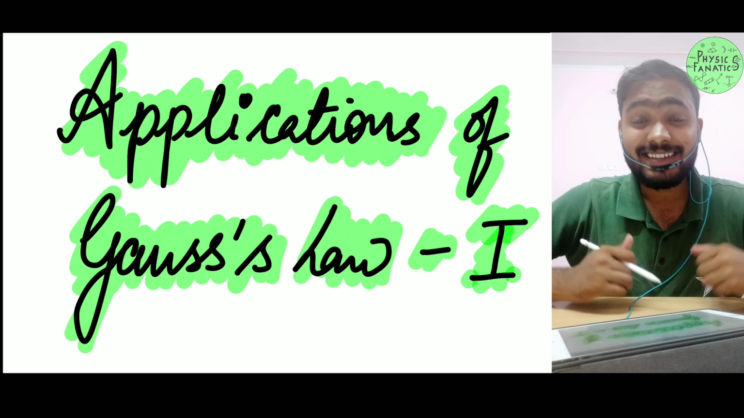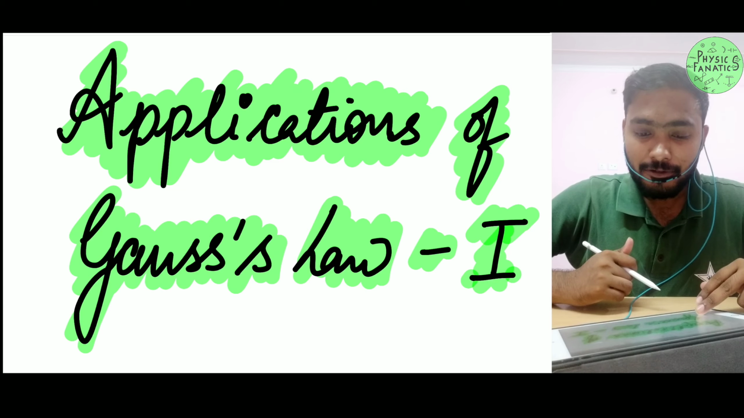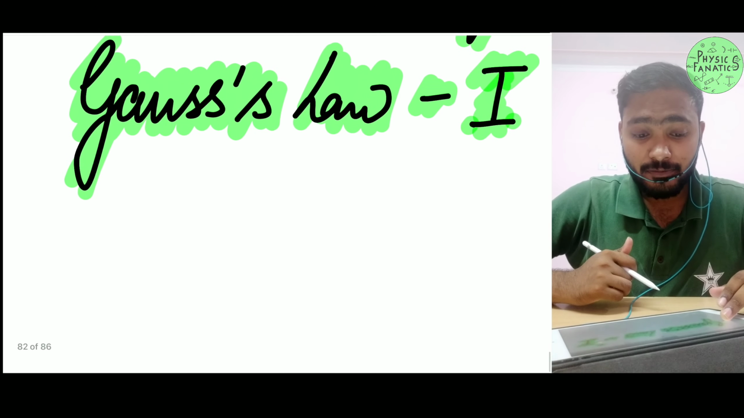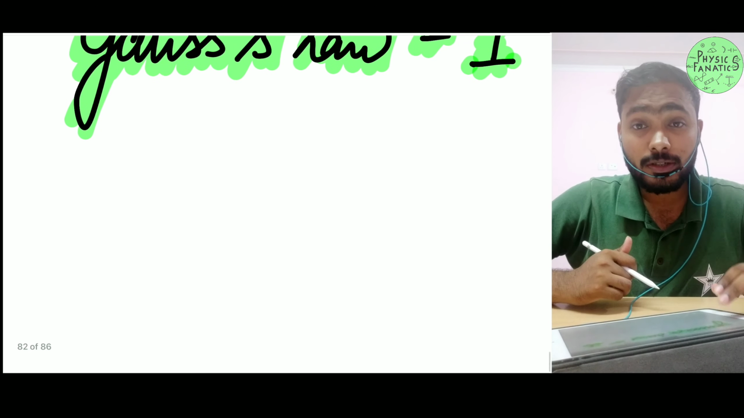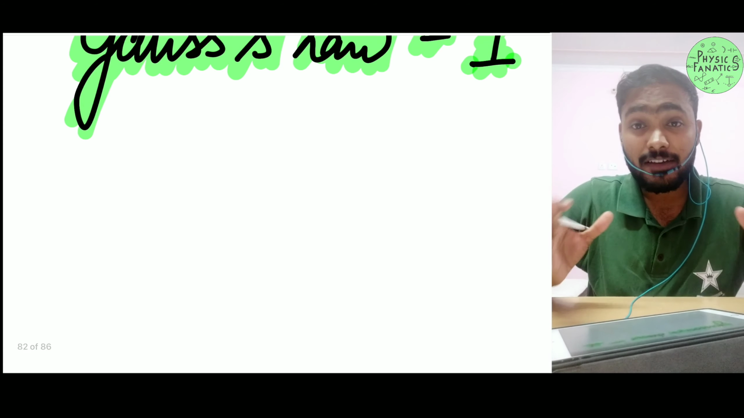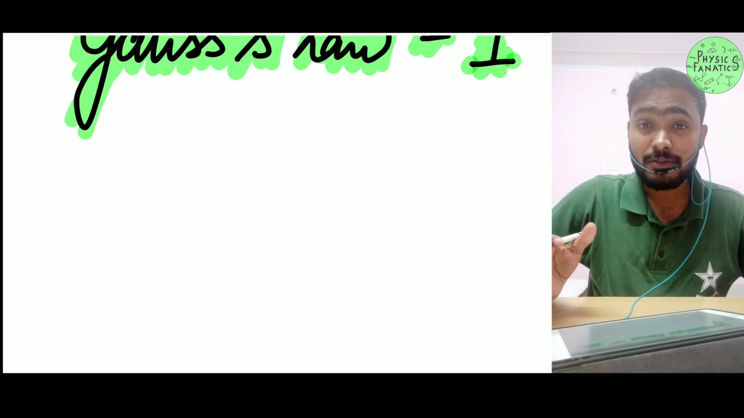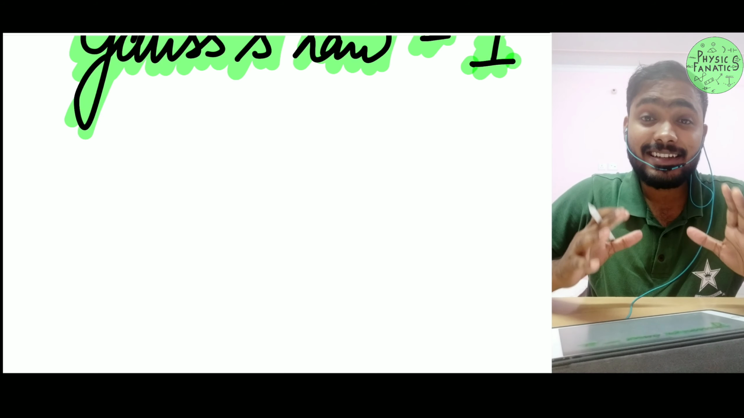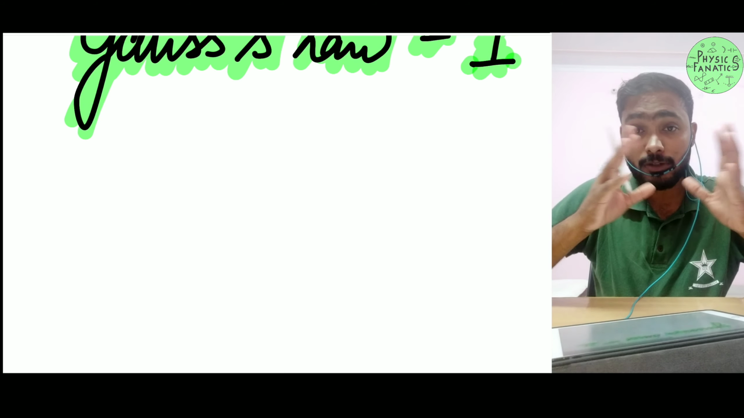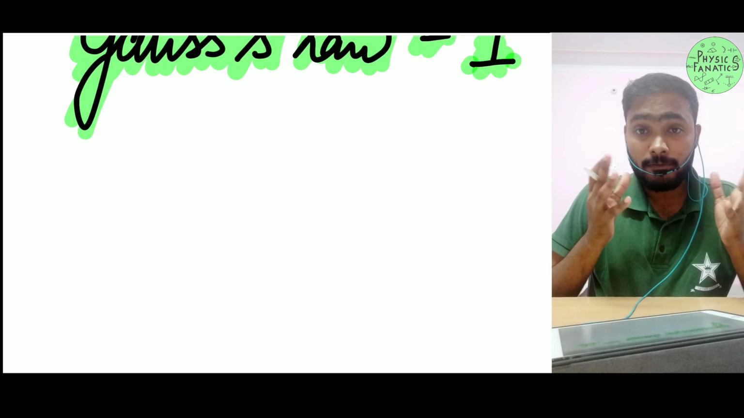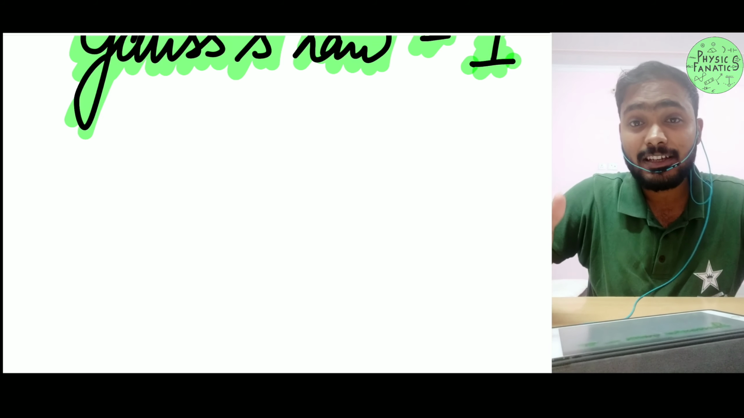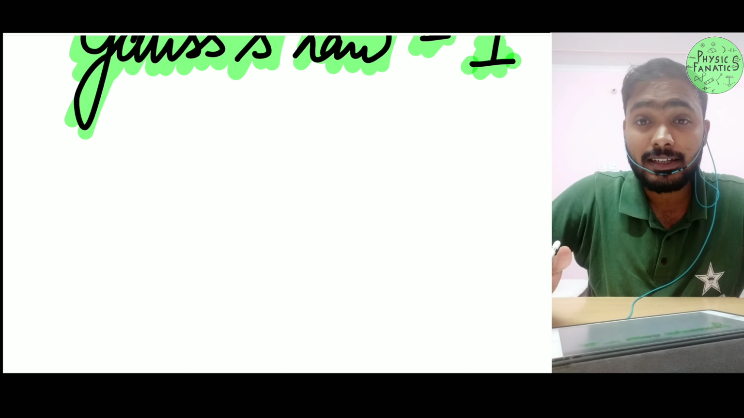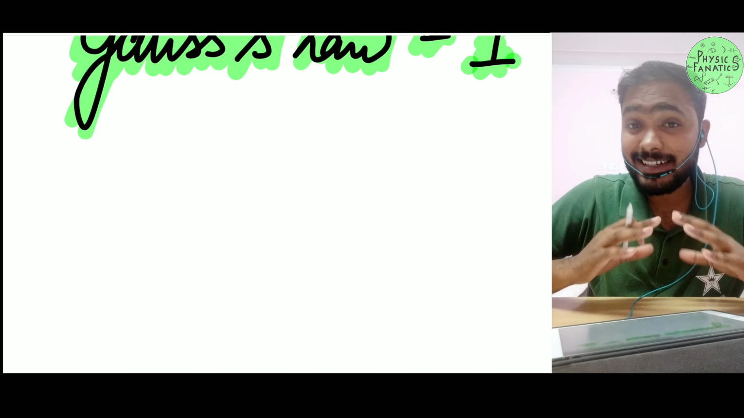So let's get started. Before I start today's topic, we need to do a quick recap of what Gauss law was. We have talked about Gauss law in our previous video. So basically, what was Gauss law? According to it, the net electric flux that is passing through a closed figure is actually 1 upon epsilon naught times the net charge enclosed inside that figure, right?